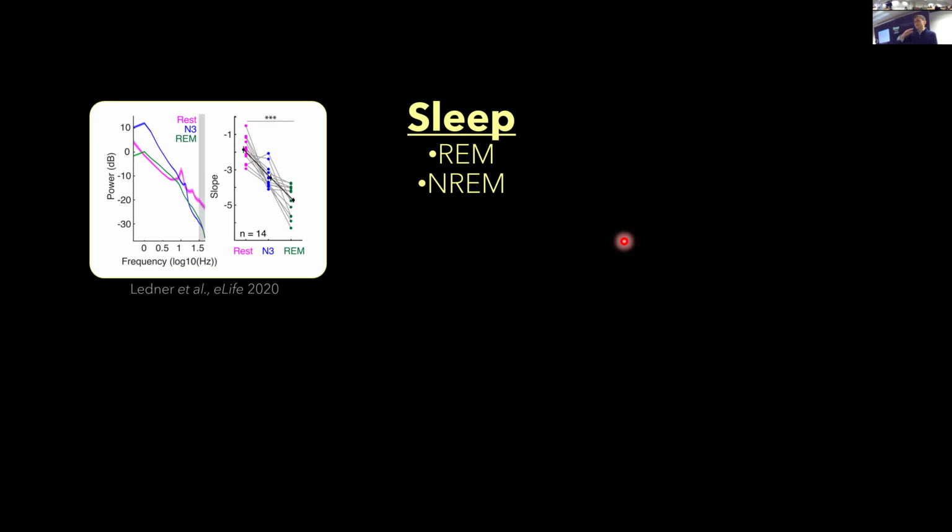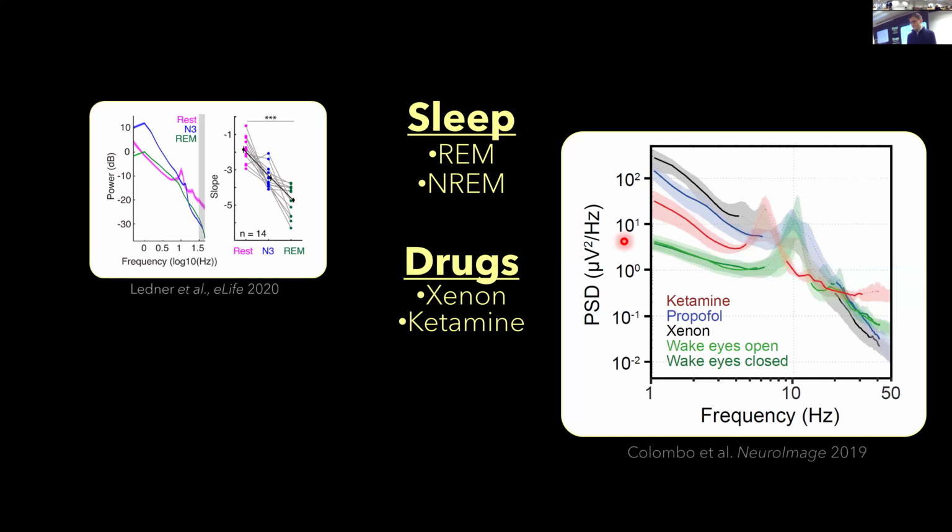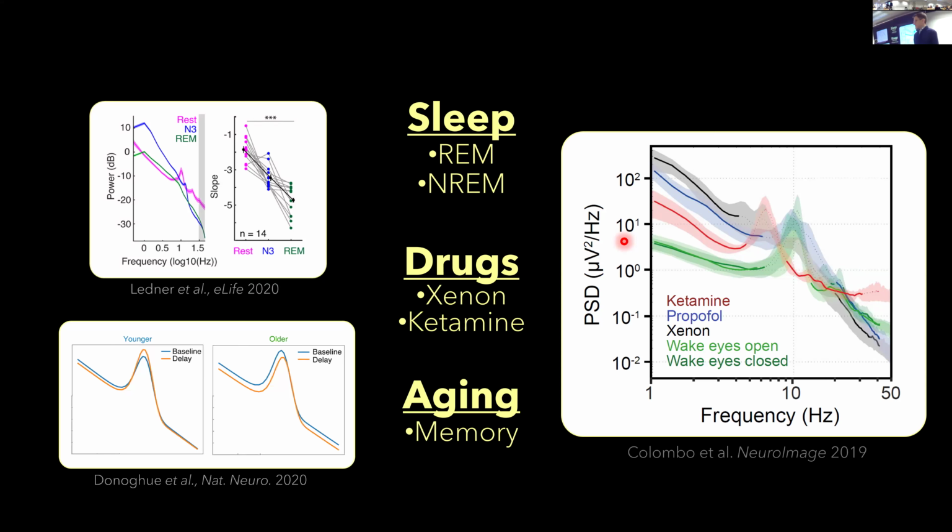For just a couple of examples, it's been associated with sleep. Depending on what stage of sleep you're in, the EEG power spectrum seems to go steeper and steeper. When you give different drugs to individuals, such as ketamine, propofol, or xenon, you also see changes in the slope of this EEG spectrum. And it's also been associated with aging. So while all these changes in the spectral slope suggest that it's not just noise, that it has something to do with the brain, we don't really know what this means.